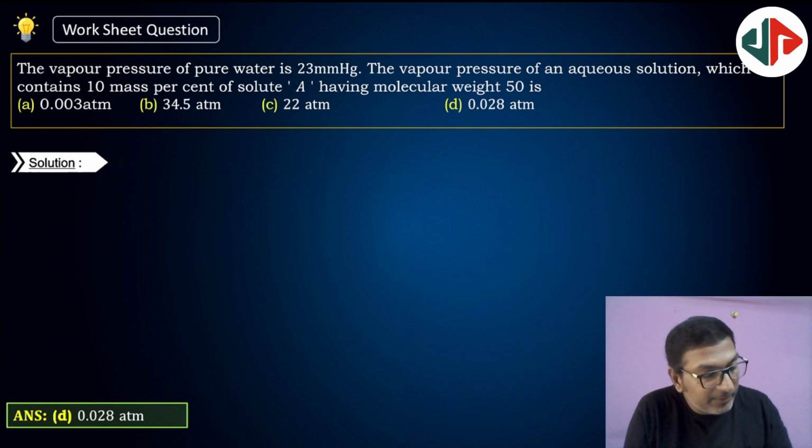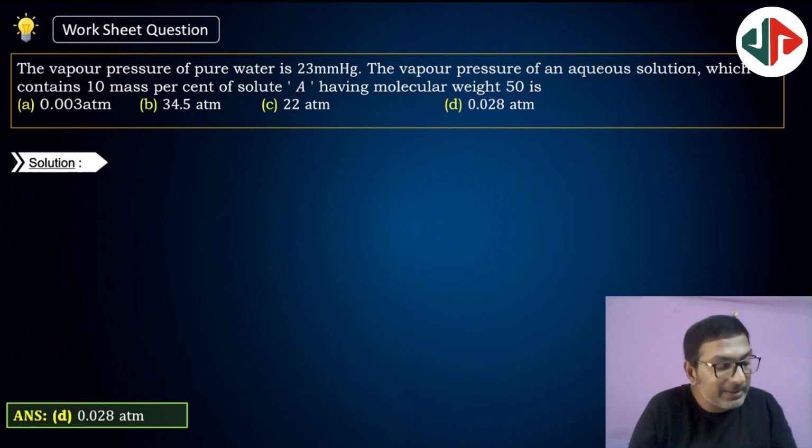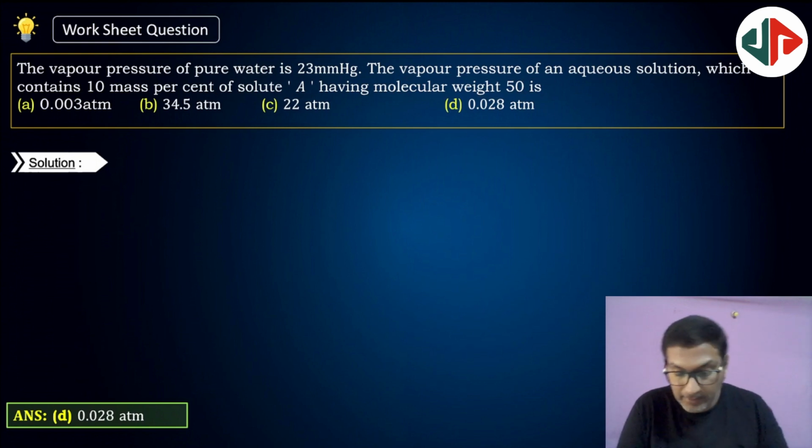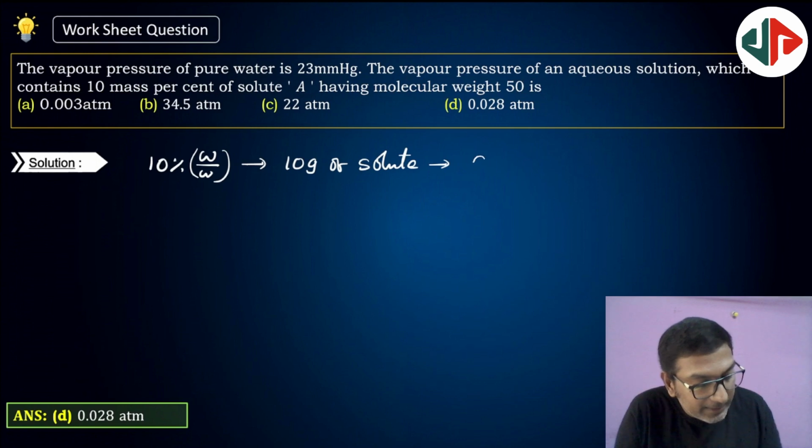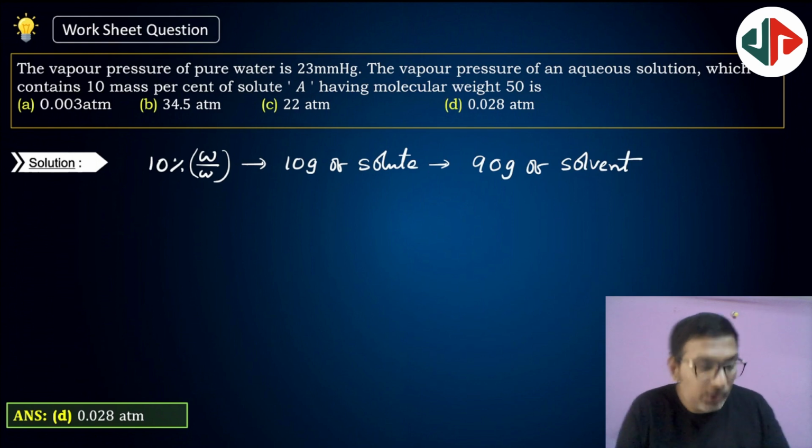The vapor pressure of pure water is 23 mm. Vapor pressure of aqueous solution which contains 10 mass percent of solute A having molecular weight 50. So 10 mass percent means 10% weight by weight, means 10 grams of solute present in 90 grams of solvent. Total solution must be 100 grams.